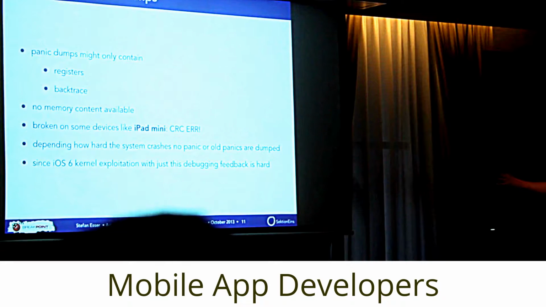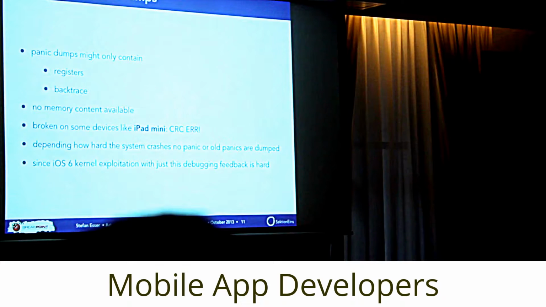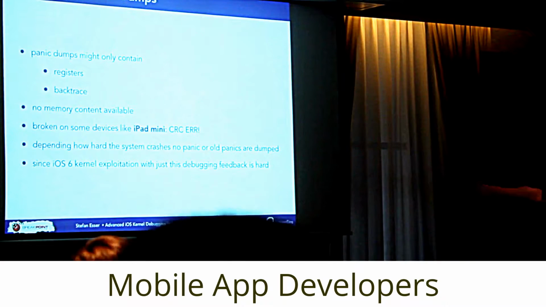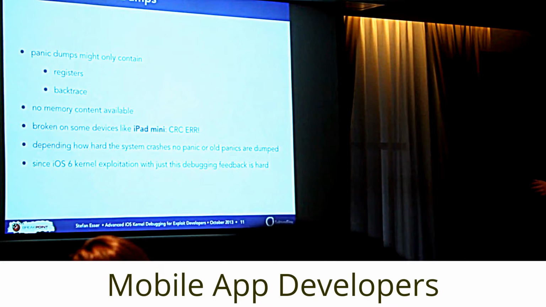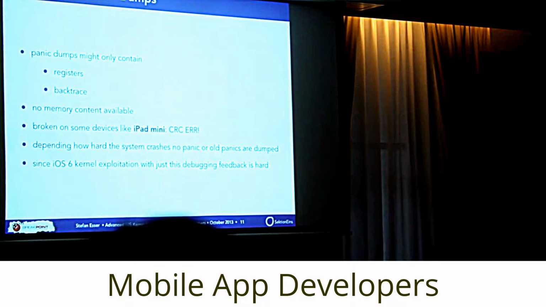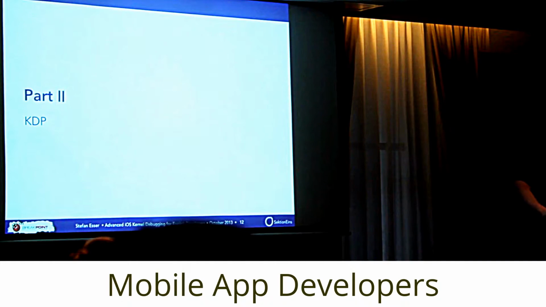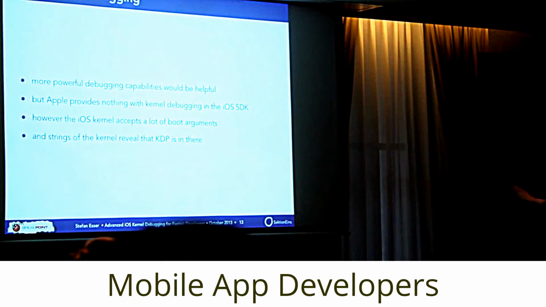And the other thing is, before iOS 6, this was one of the main ways people were using when they created jailbreaks, because they didn't have other facilities. Since iOS 6, we have all these kernel exploit mitigations, and this makes it a lot harder to just do an exploit with this information, so we need something new. So the new, better thing here is the KDP, the Kernel Debugger Protocol.